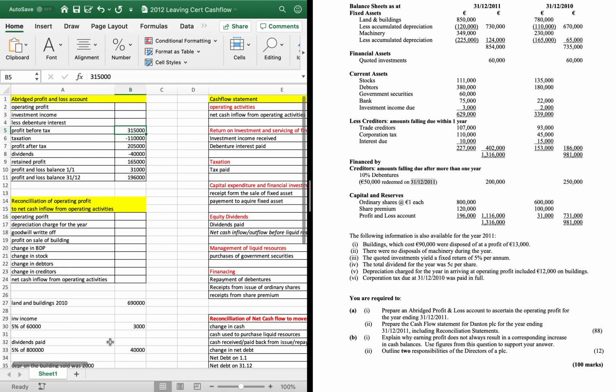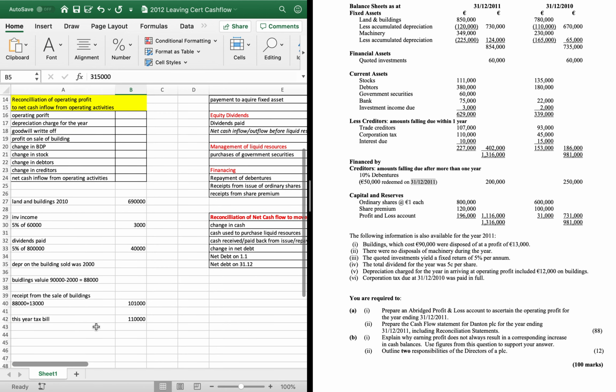The debenture interest, I haven't worked that out. Okay, so have I enough information to work out the debenture interest? I do. It says 10% debentures, 50,000 redeemed on the 31st of the 12th, 2011. So what does that mean? Redeemed means paid back. So you see they were 250. Sorry, it's 10% of 250 up until you paid them back.